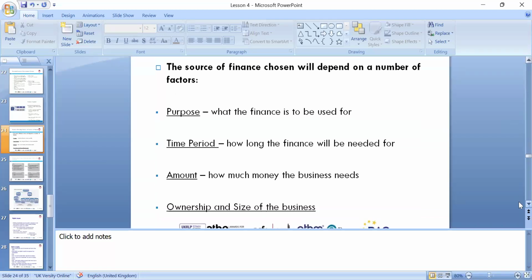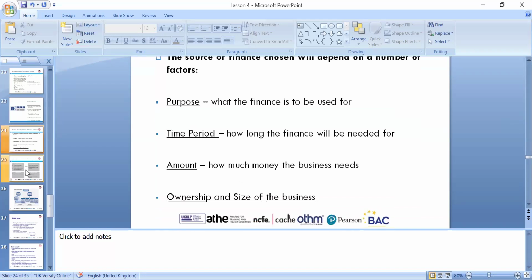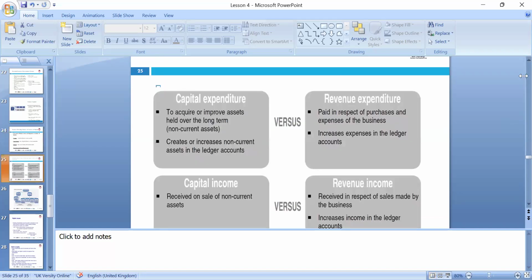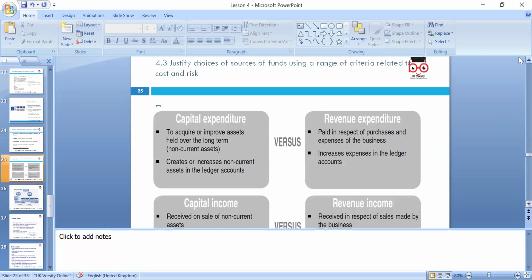So how much are you looking for, and what will the ownership of the business be? That's your sole trader or partnership. Next we're looking at 4.3, to justify the choices of the sources of funding.